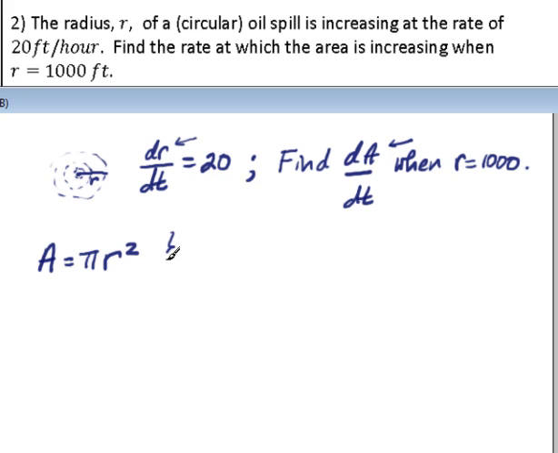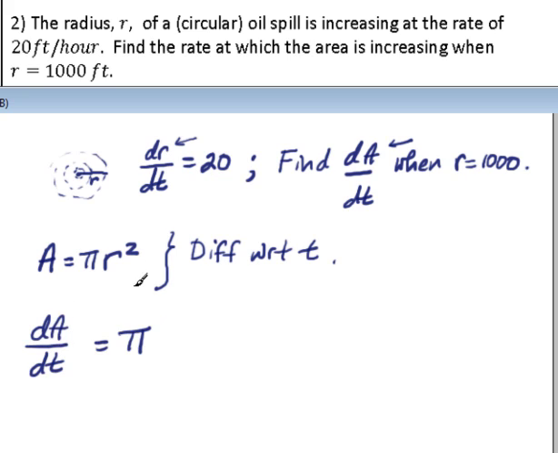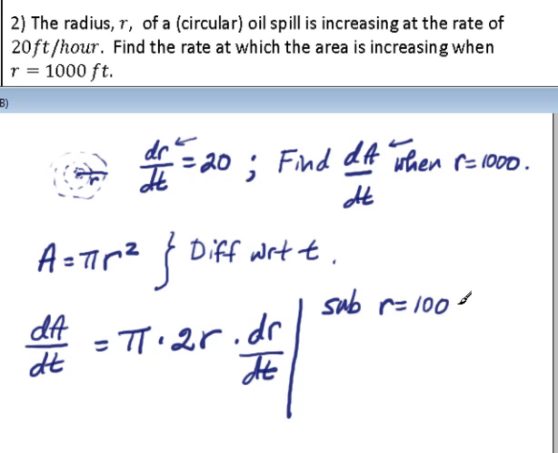And like in the previous example, we're going to differentiate with respect to t in order to answer the question, finding dA/dt. So we take the derivative of both sides with respect to t. On the left we have dA/dt is equal to pi, and now a little chain rule, bring down the 2, r dr/dt. Okay, and so we want to find dA/dt when r is equal to 1,000. So now we're going to sub r equal to 1,000 in order to answer the question.